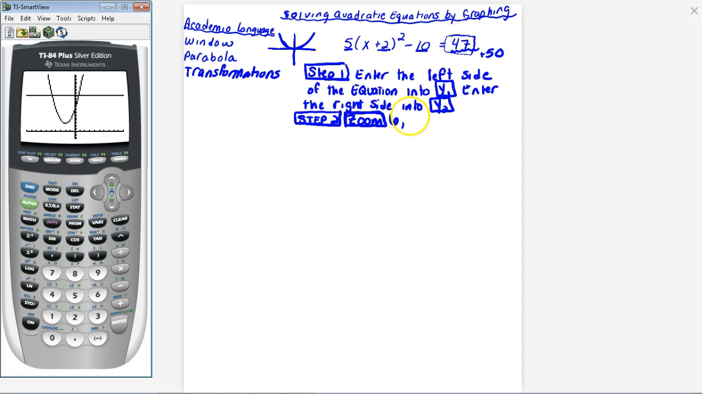So zoom 6, but then adjust window, which is the domain and range, to fit graph. So you want to make sure you can see both sides of the parabola. Let's put that over here. Make sure you see the entire parabola. Okay, make sure you see the entire parabola in the window.